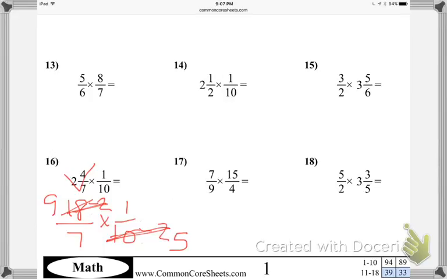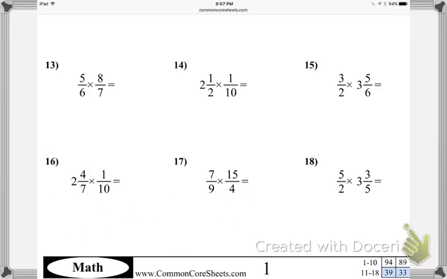Now I'm ready to multiply across. 9 times 1 is 9, and 7 times 5 is 35. You need to ask yourself if this fraction needs to be simplified. Sometimes it will still need to be simplified even though you cross-canceled. And that's maybe because when you cross-canceled, you missed it in both directions, or you didn't use the greatest common factor when you simplified. 9/35 is in simplest form. That is my answer.